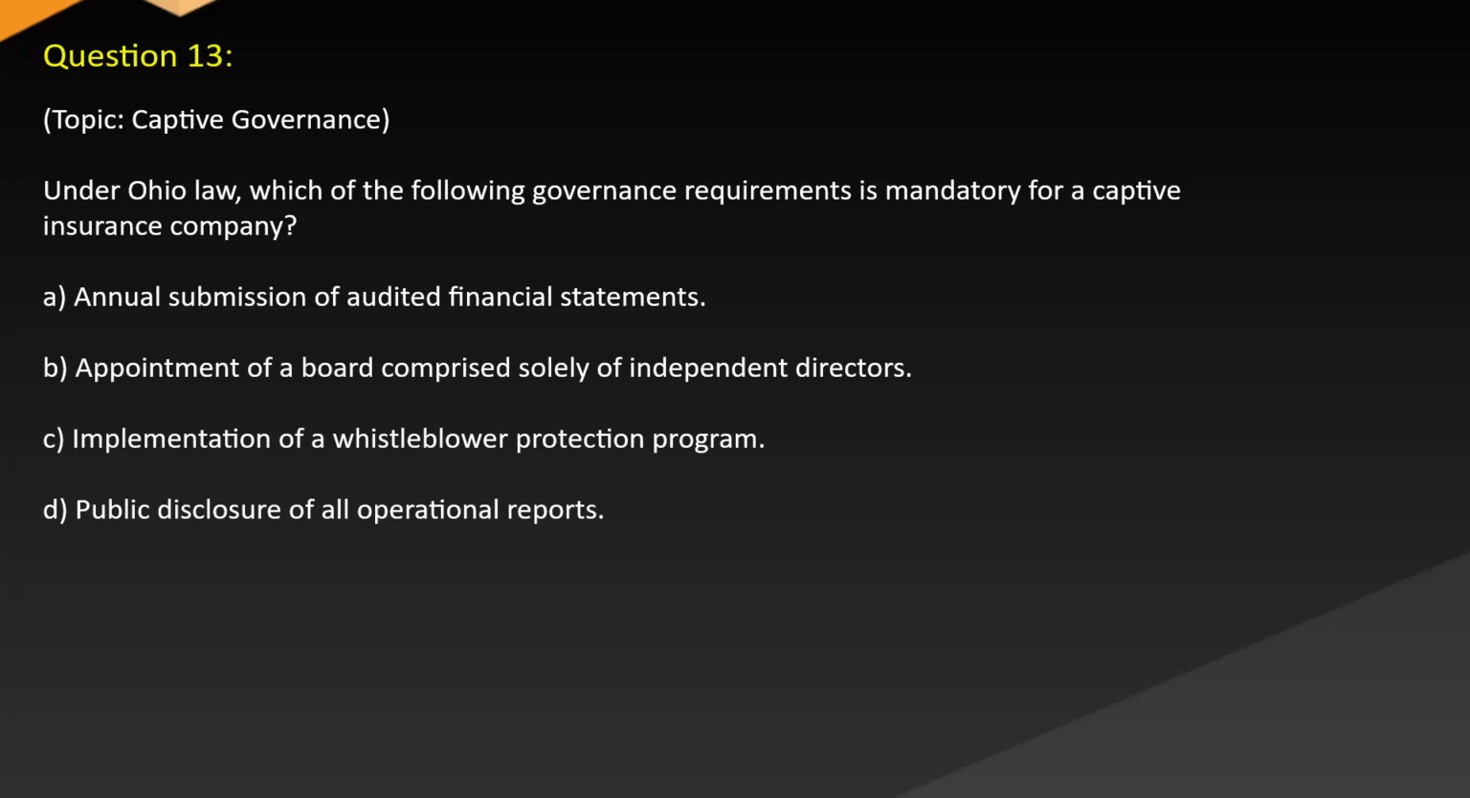Question 13. Topic: Captive governance under Ohio law. Which of the following governance requirements is mandatory for a captive insurance company? A. Annual submission of audited financial statements. B. Appointment of a board comprised solely of independent directors. C. Implementation of a whistleblower protection program. D. Public disclosure of all operational reports.